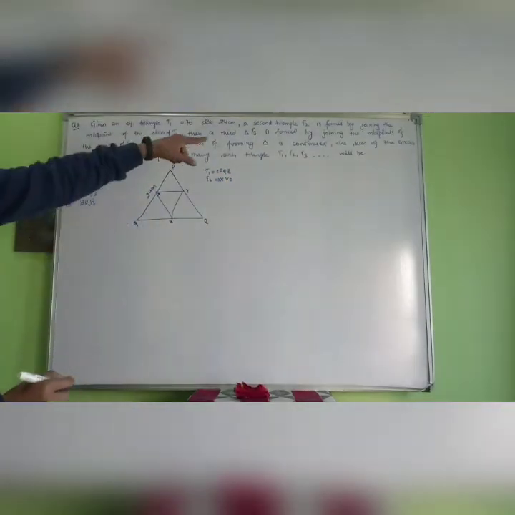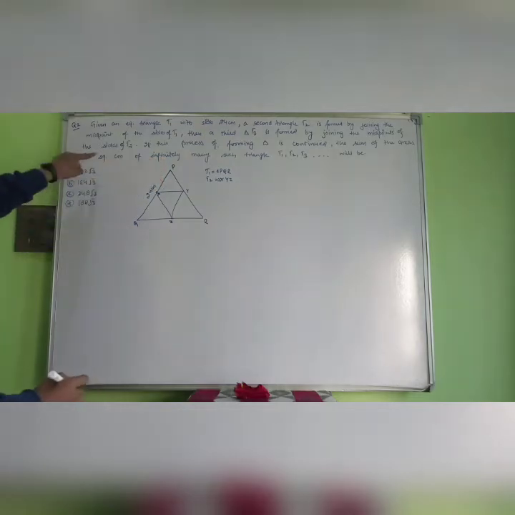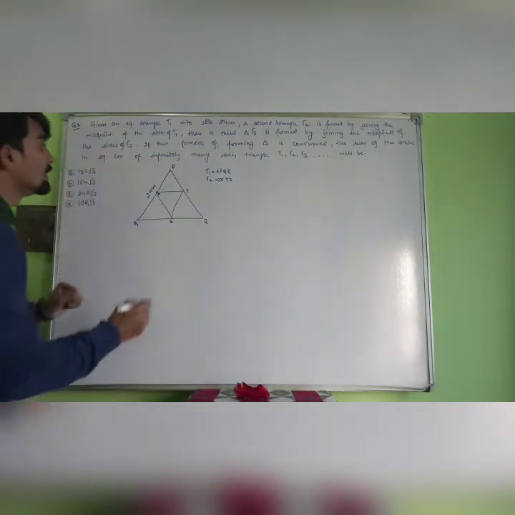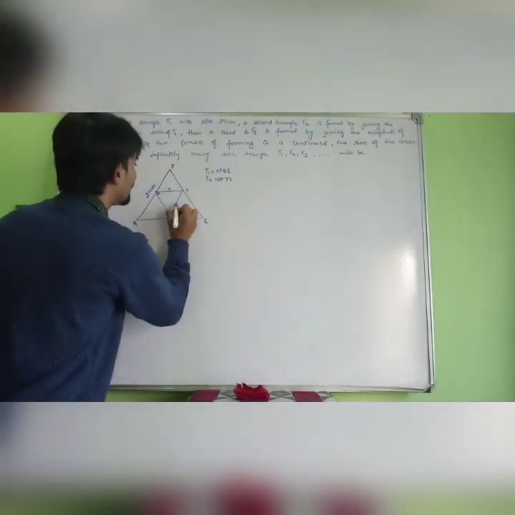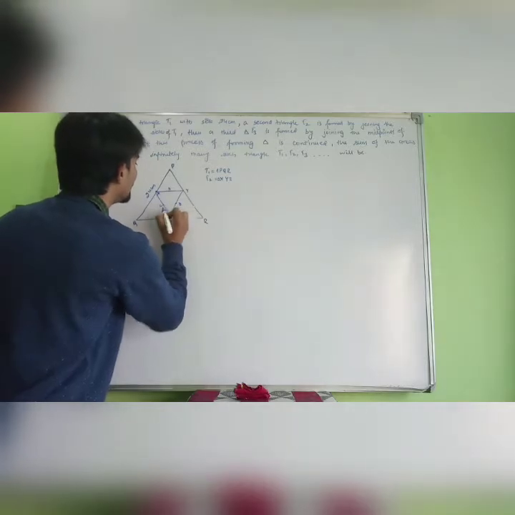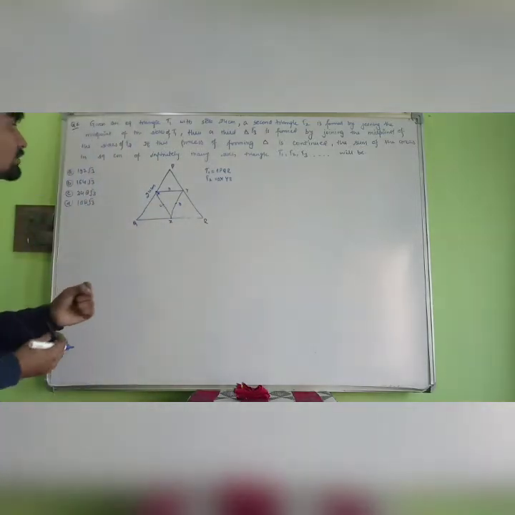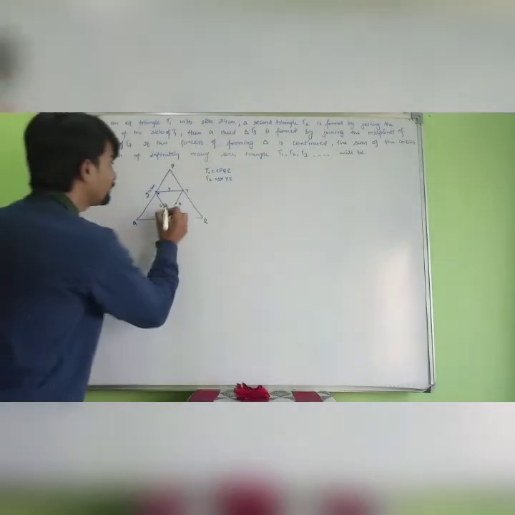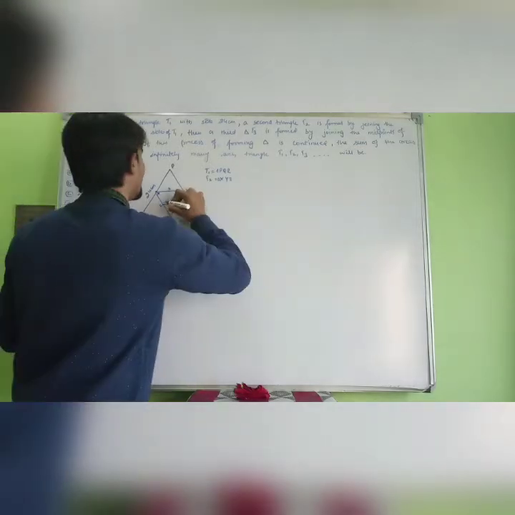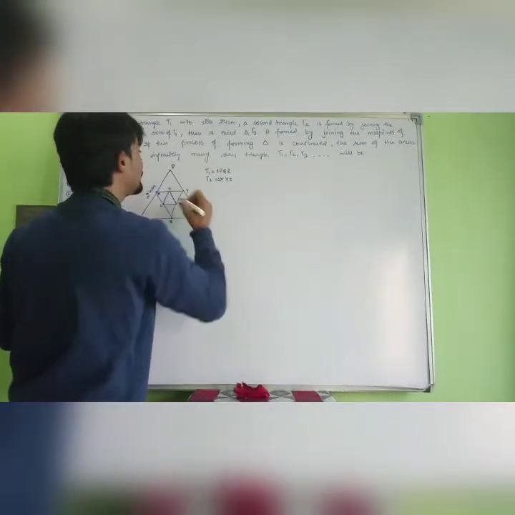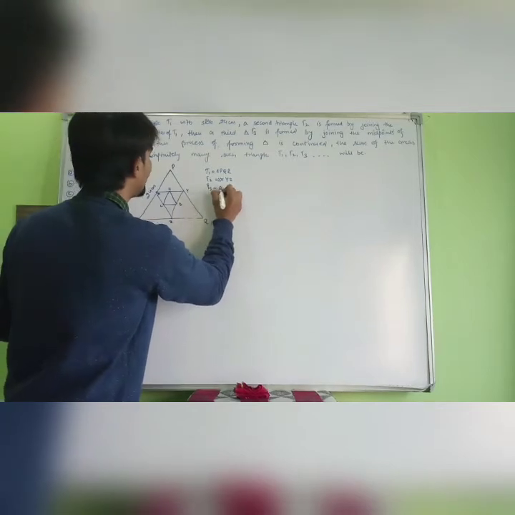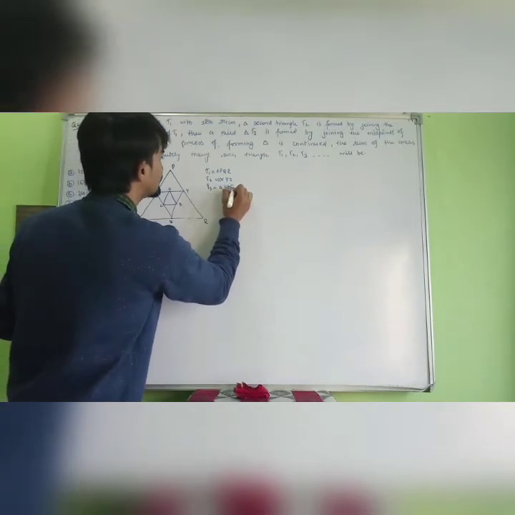Now the third triangle is formed by joining the midpoints of the sides of triangle T2. So let A, B, C be the midpoints of the sides of triangle T2. Therefore, the triangle T3 will be formed as this. T3 equals triangle ABC.